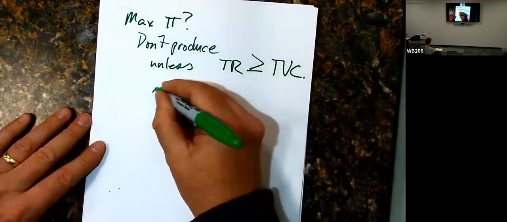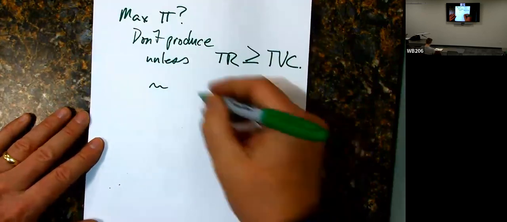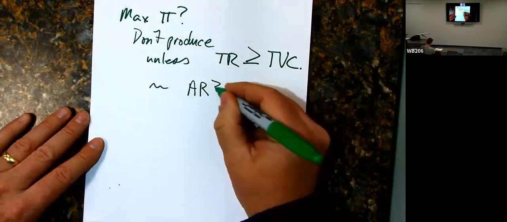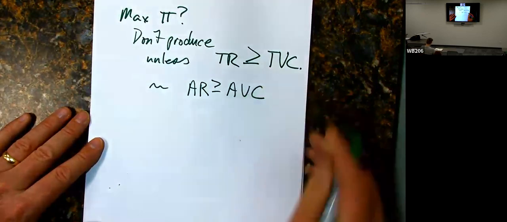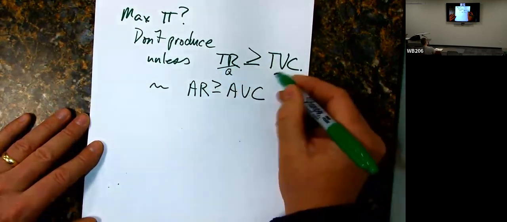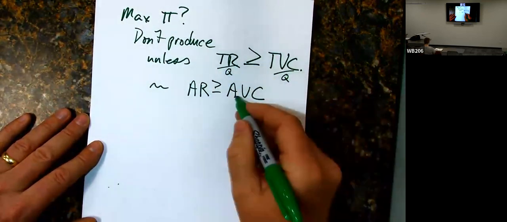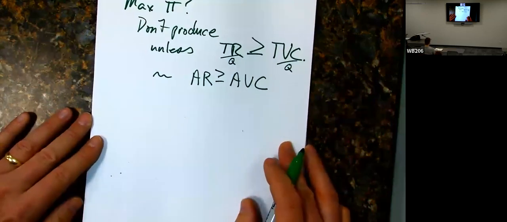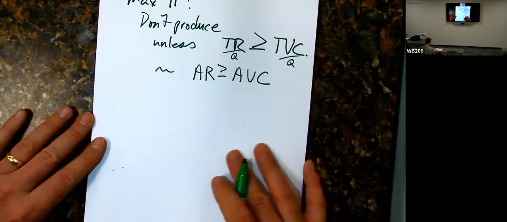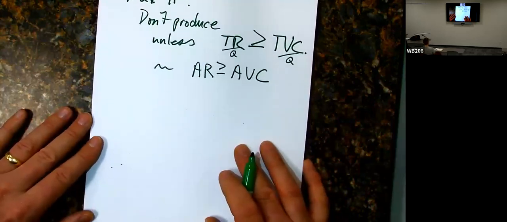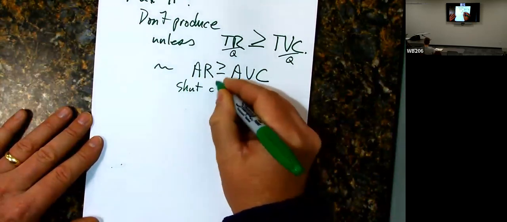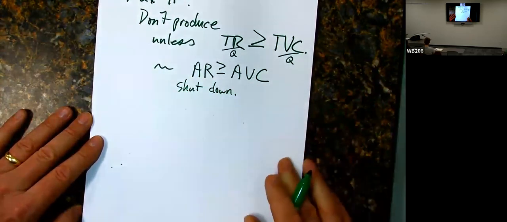Now, this is the same exact thing as saying your average revenue has to be greater than or equal to your average variable costs. Because average revenue is just total revenue divided by quantity, and total variable costs divided by quantity gives you average variable costs. The same statement, really. In the long run, all costs are variable. If your total revenue is less than your total variable costs, you're just going to shut down. You're not going to produce anything at all.